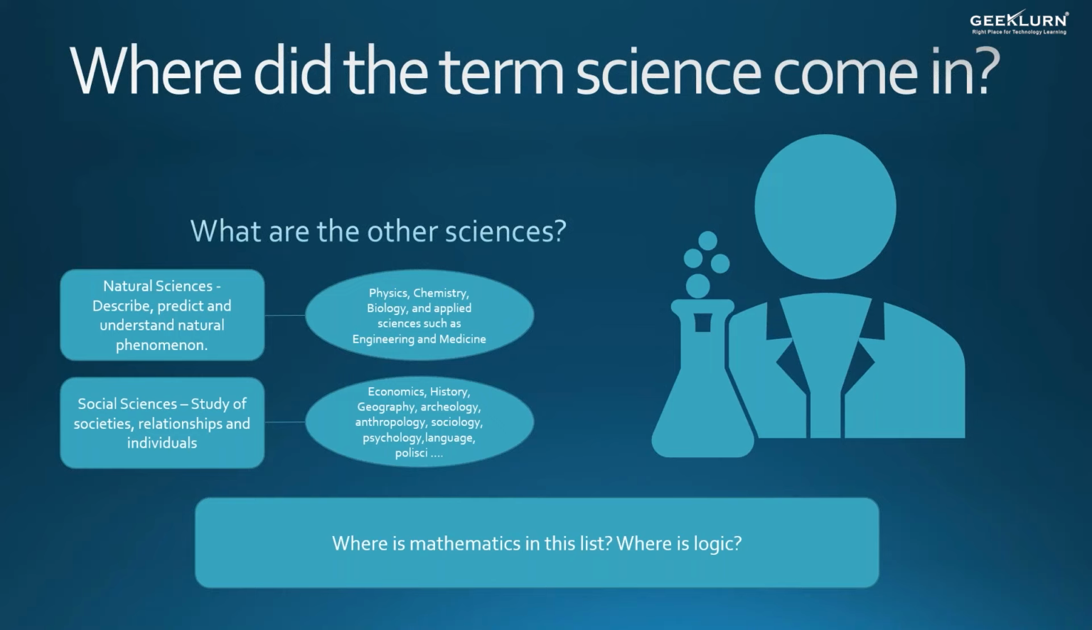Before that, let's understand the term science. Where does the term science come in? Typically, when we talk about science, it is broken up into two parts. One is your natural sciences, which describe, predict, and understand natural phenomena. Natural phenomena is anything that is related to our world, the real world. Then social sciences, the study of societies, relationships, and individuals. This also is known as transactional analysis.